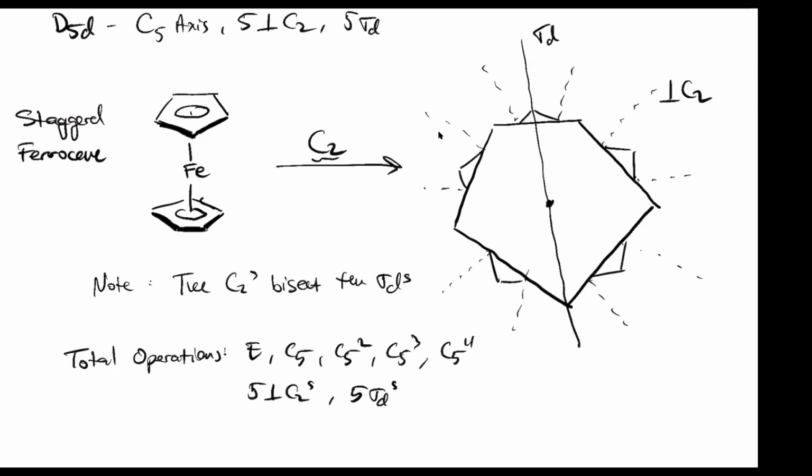Do we have an inversion center as well? Good call. There is an inversion center. Now, it turns out, remember, inversion centers are rotations followed by reflections. There's no horizontal plane of reflection in this molecule. And that should tell you there's probably more stuff hiding.